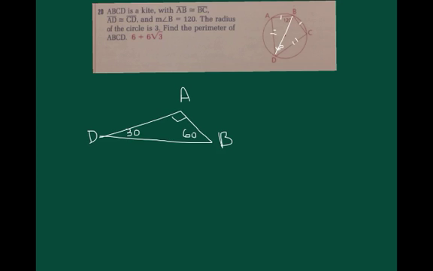Since we know that the radius of this circle is 3, I can find that BD must be 2 times 3, or 6, which means that AB is 3 and AD is 3 root 3. If we find the perimeter of ABCD, it's just 2 times 3 plus root 3, which of course gives us the answer 6 plus 6 root 3.